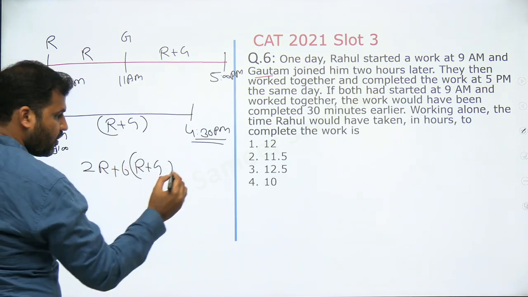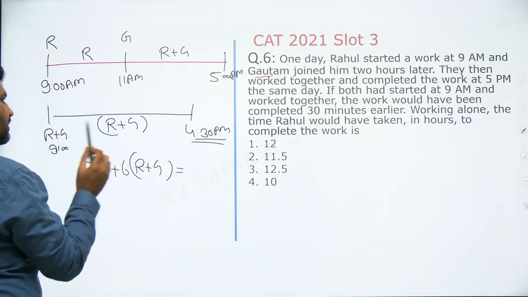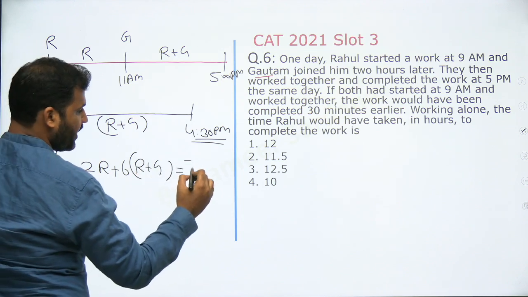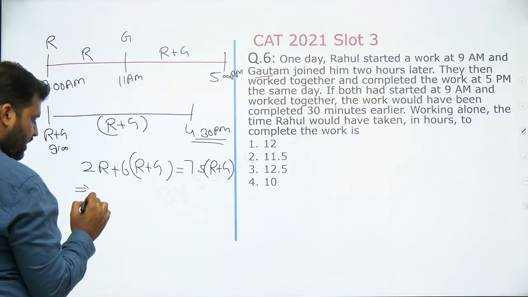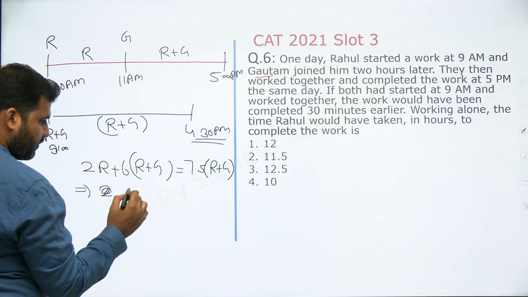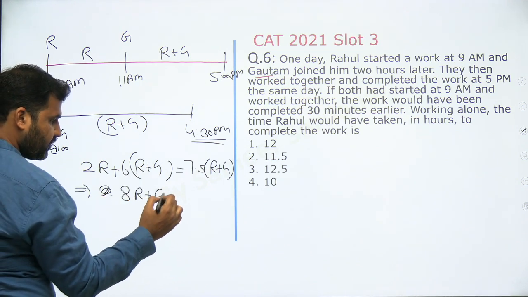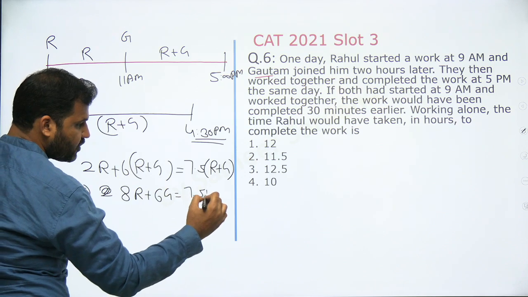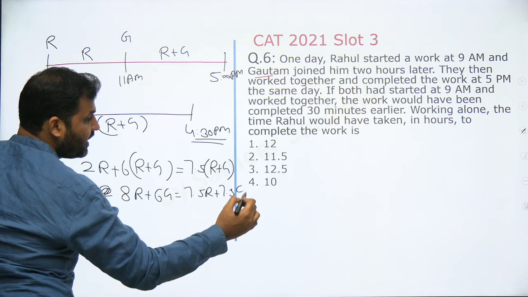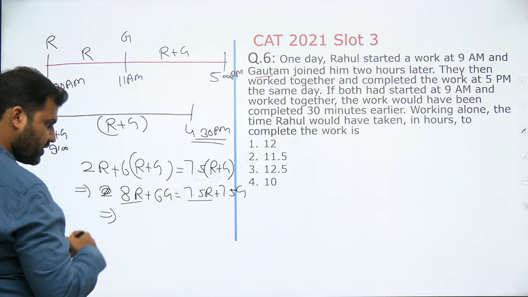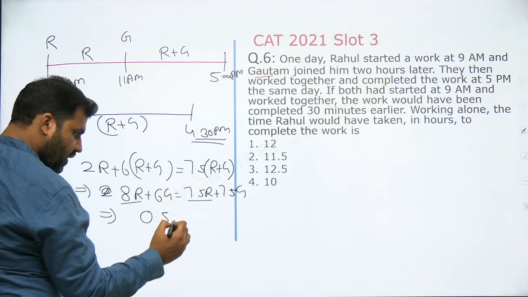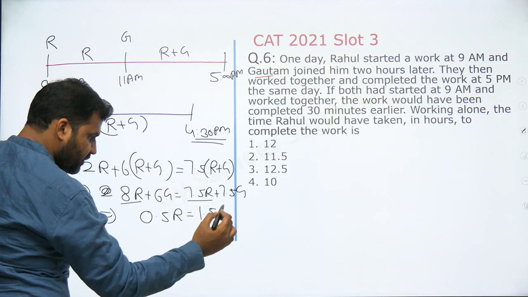This amount of work is the same as when Rahul and Gautam are working for how many hours? Total 7.5 hours, right? So 2 times R plus 6 times R would be 8 times R, plus 6 times G, is equal to 7.5 times R plus 7.5 times G. This gives you the efficiency relation, right? Take a subtraction. 0.5 R is equal to 1.5 times G.